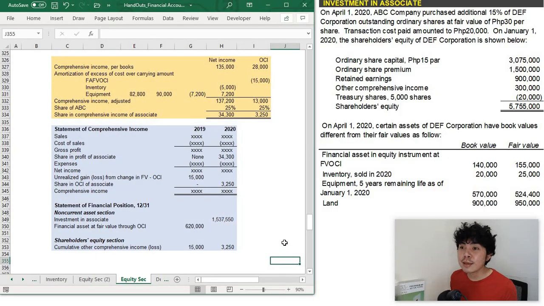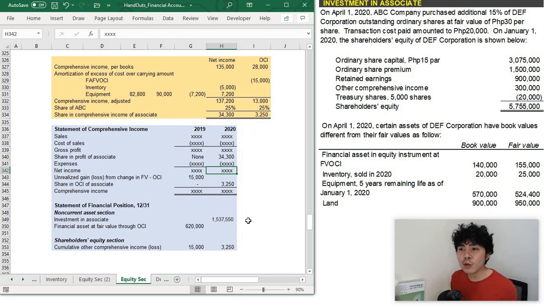So, punta ngayon tayo sa ating financial statement presentation. So, unahin natin sa Statement of Comprehensive Income. So, sa Statement of Comprehensive Income, yung share in profit of associate, dito siya lilitaw sa computation ng net income. Then, yung share natin in associate na 3,250, dito siya sa baba ng net income. Tapos sa ating statement of financial position, ang investment in associate is under the non-current asset section ng balance sheet. At sa ating shareholders equity section, magkakaroon tayo ngayon ng 3,250 pesos na cumulative other comprehensive income.